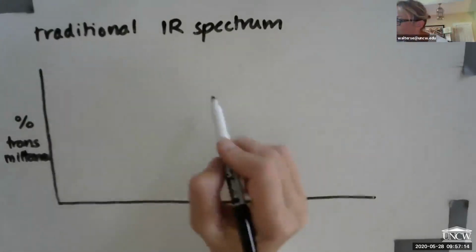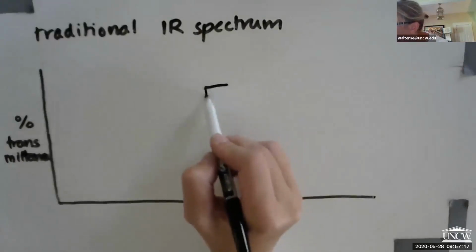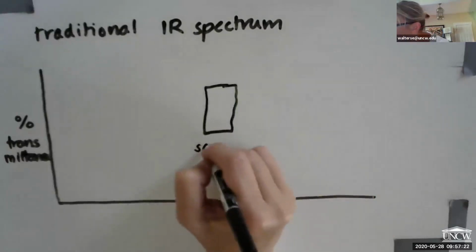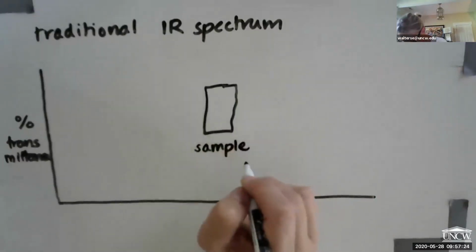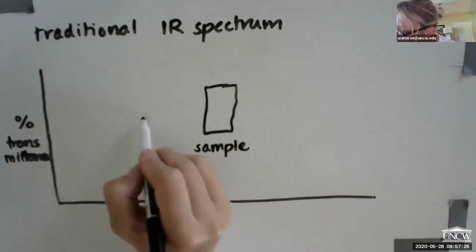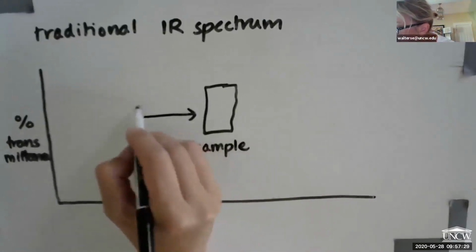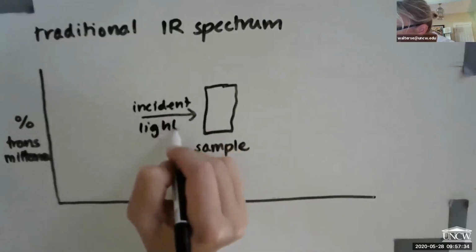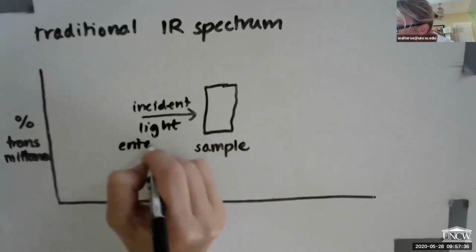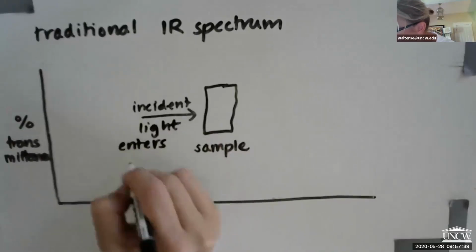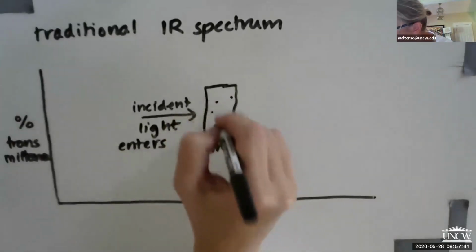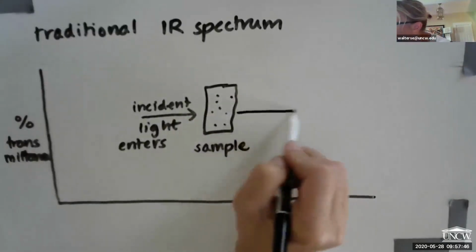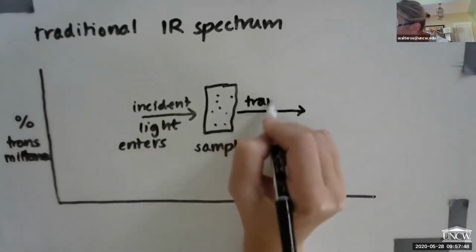Okay, so I'm just gonna draw it in here and then I'll erase it, okay? So let's say this is your compartment and in your compartment you have a sample, okay? This is called incident light, and the incident light enters the sample or enters the container. The sample is the dots. What comes out is called transmitted light.